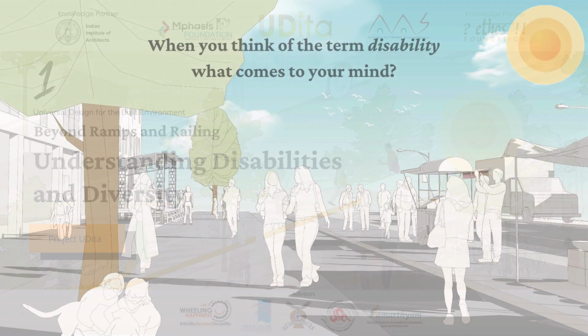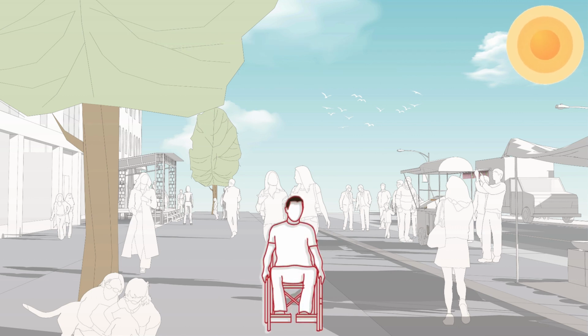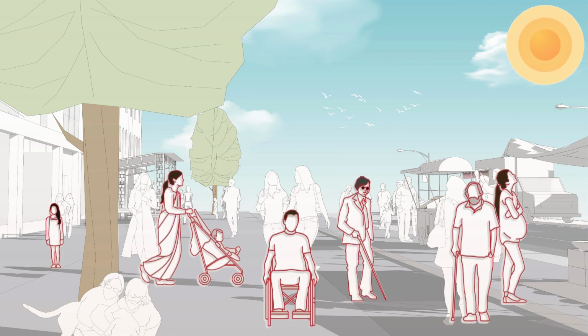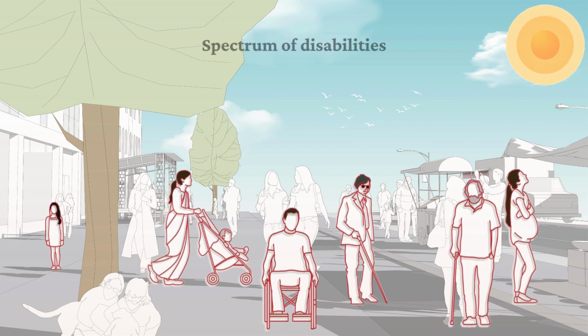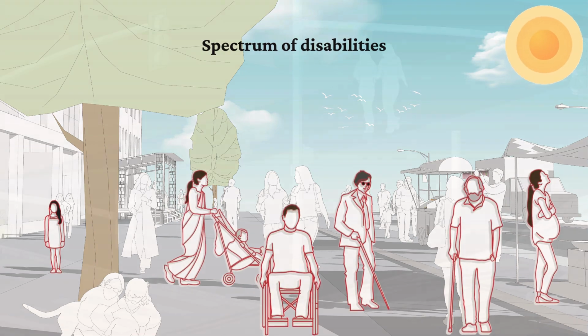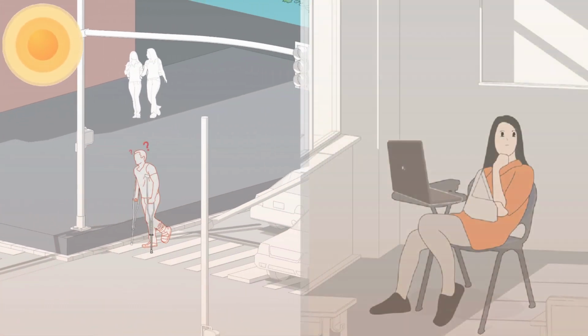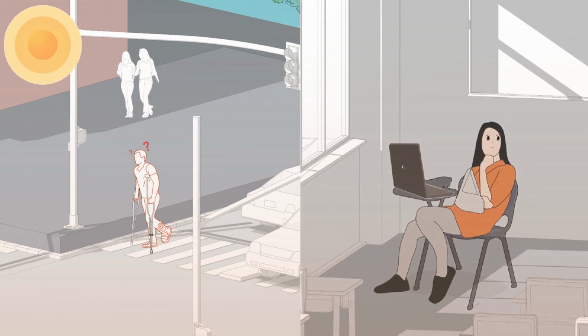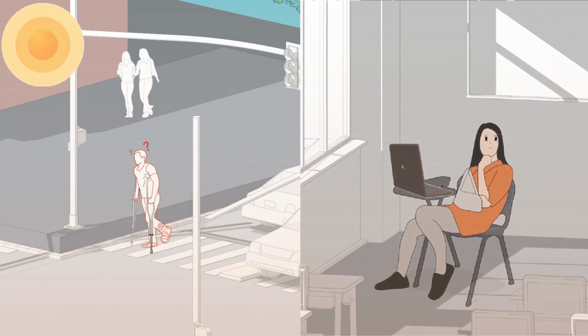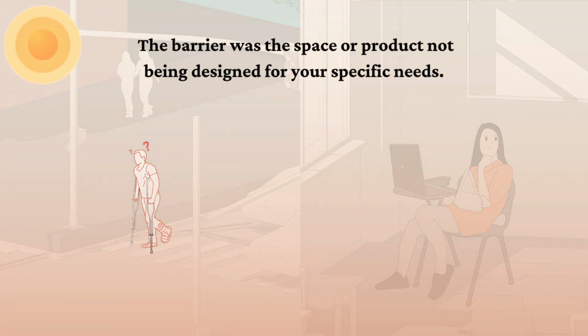When we mention the term disability, what is it that comes to mind? A person in a wheelchair? While you're not wrong, there are a variety of disabilities, some visible, several invisible that you may not be aware of. Have you ever broken a limb or had a temporary disability? It would have been challenging to move around or go about your daily activities. The barrier wasn't you. The barrier was the space or product not being designed for your specific needs.